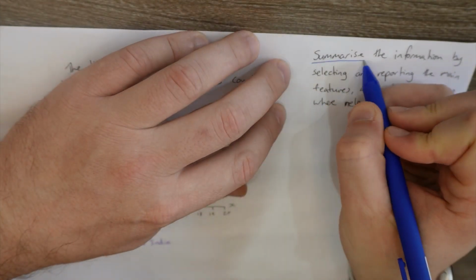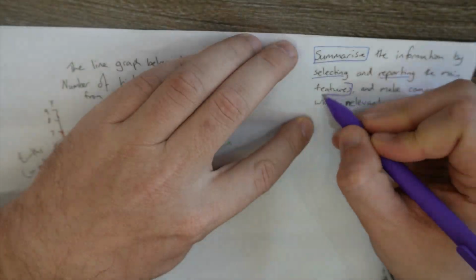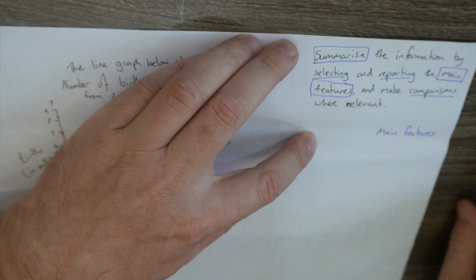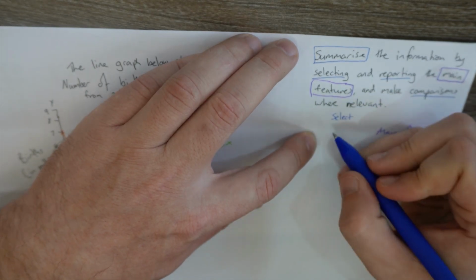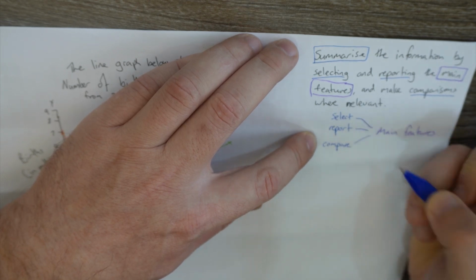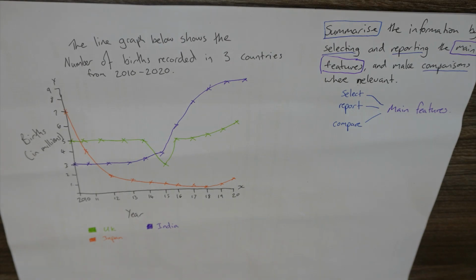So that means it's good practice to always remember in every IELTS Writing Task 1, you need to summarize by selecting, reporting and comparing the main features. So basically 3 things with the main features: select, report, and then compare them every single time, every single IELTS Writing Task 1. So let's have a look. What are the main features?